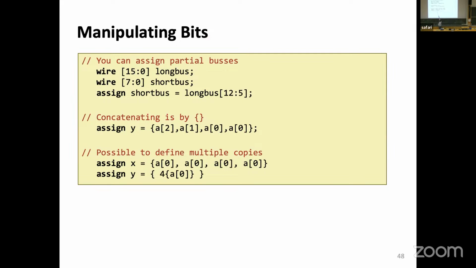So we have a long bus, a short bus, so we can assign the short bus as a subset of the long bus. Any portion of it, doesn't have to be the beginning, doesn't have to be the end. So 15 to 0, okay, I want my 8 bits to go from 12 to 5 of long bus.